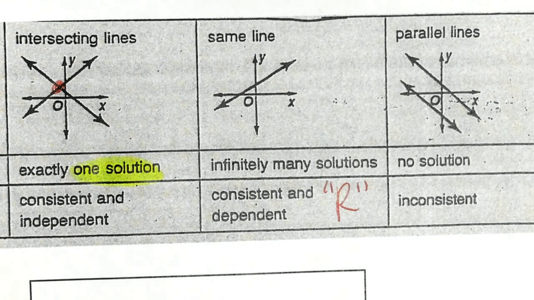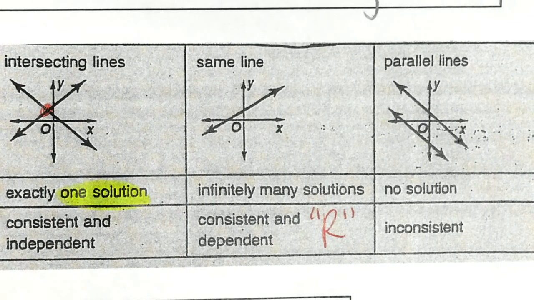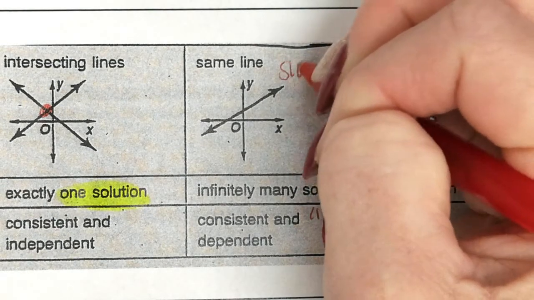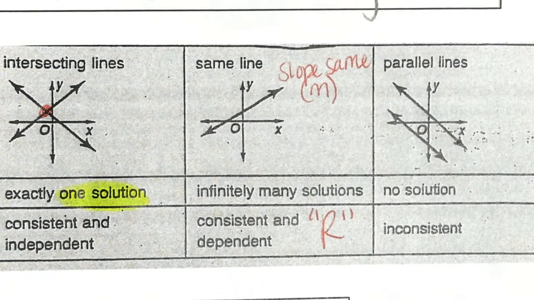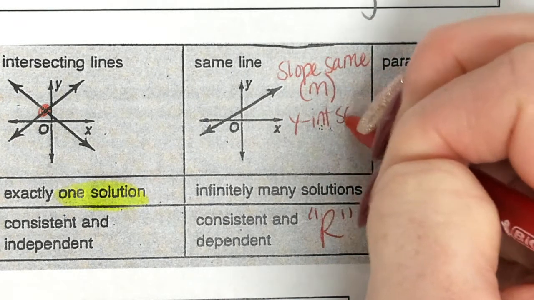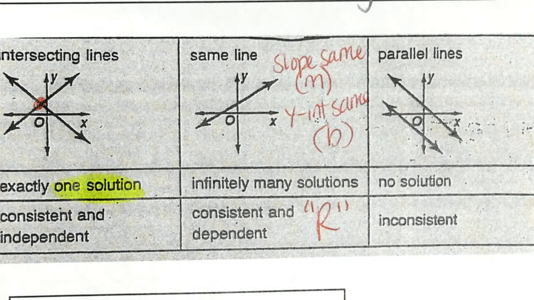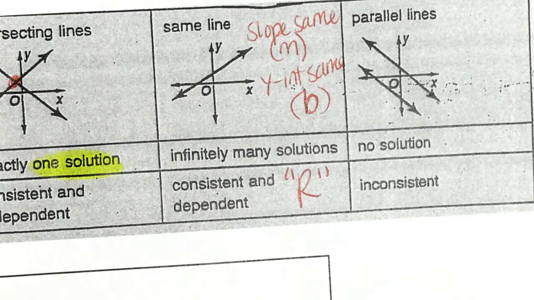So what would the equations look like if they're like that? If they're in y equals mx plus b form, what would their slopes be? The same. So the m, the slope, would be the same. That's your m. What else would be the same? The y-intercept would be the same, the b. They would basically be the exact same equation graphed on top of each other.